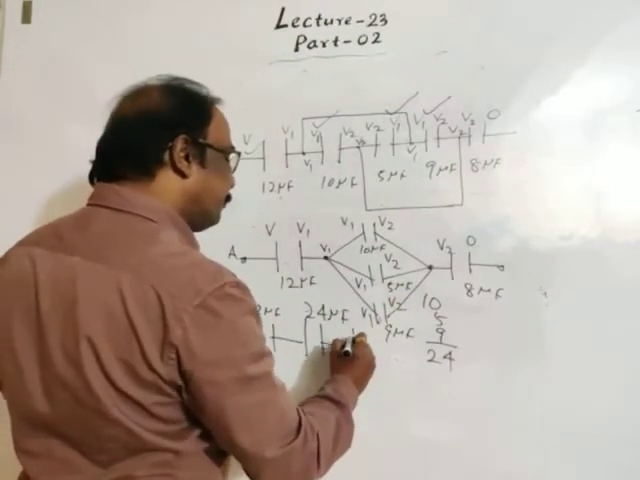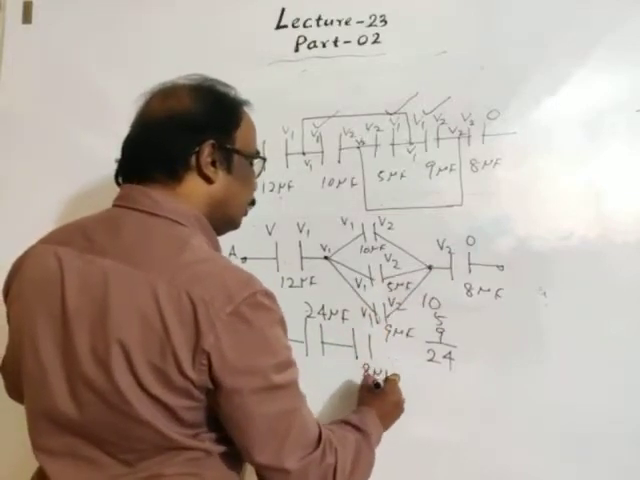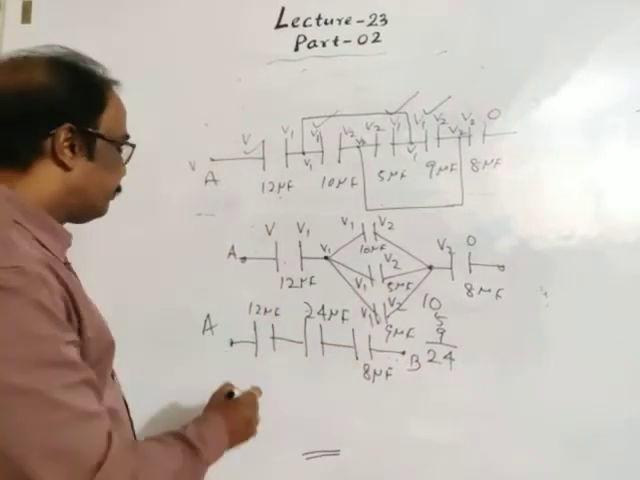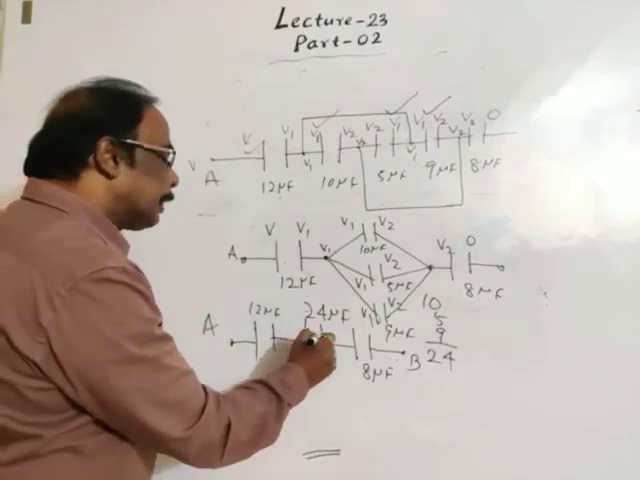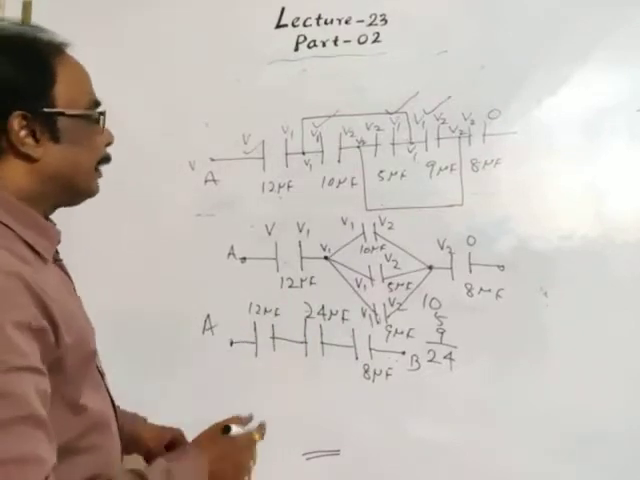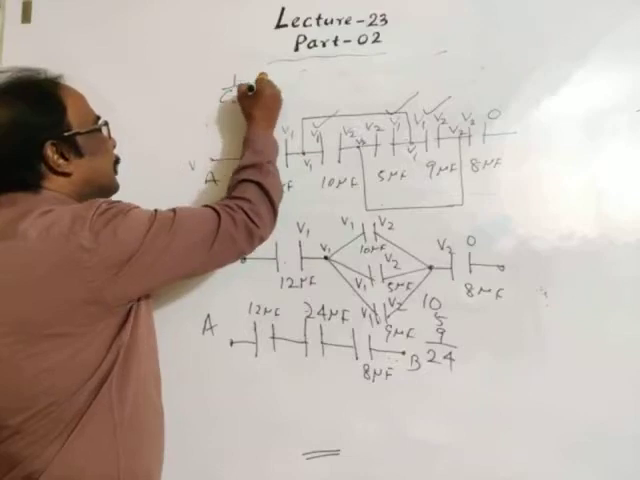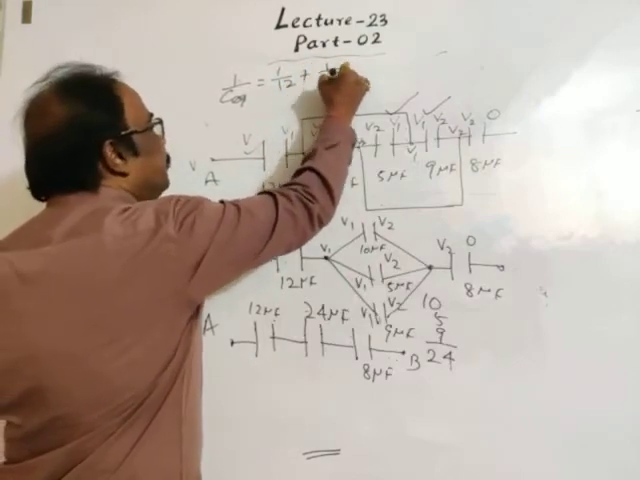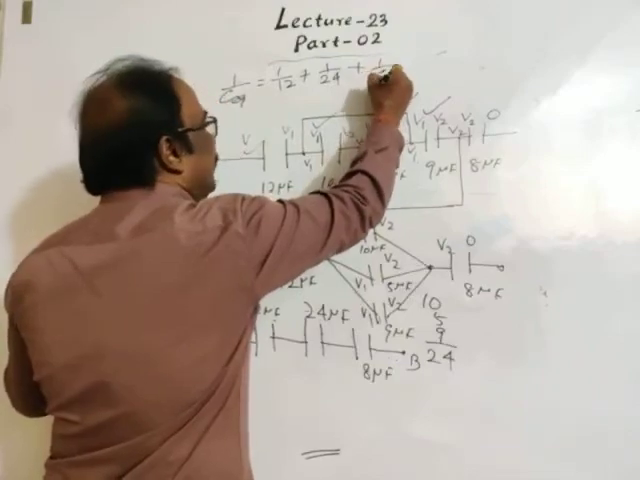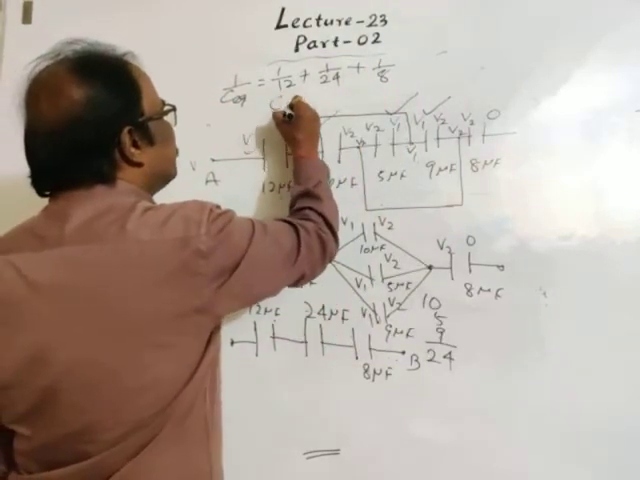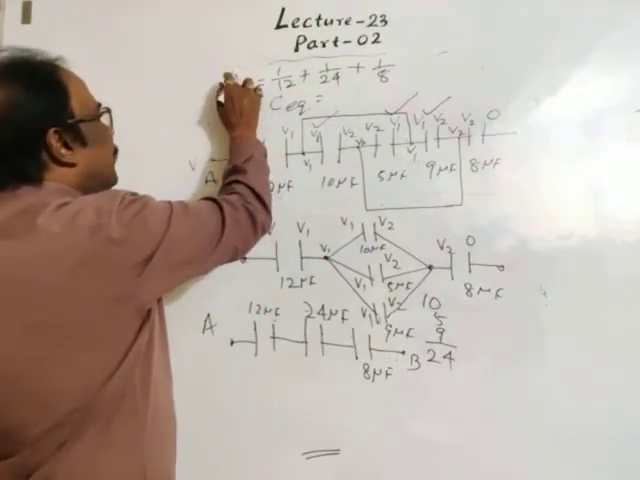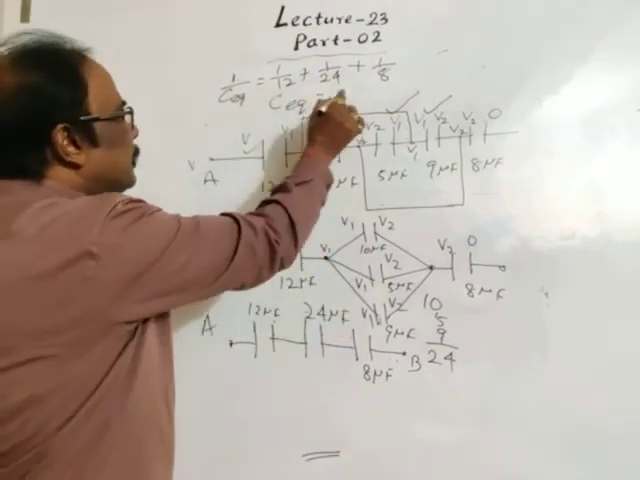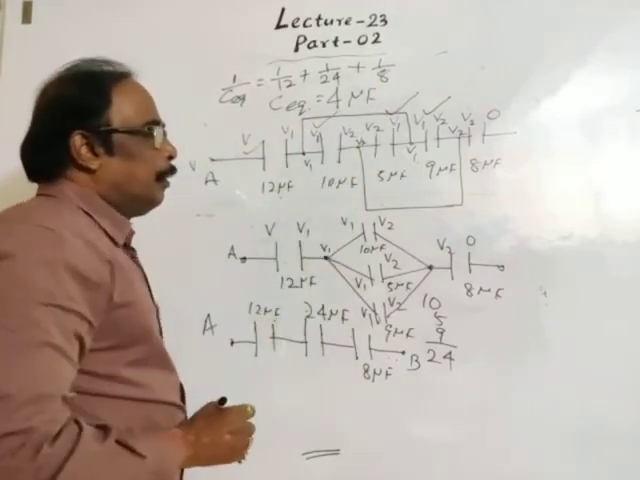Then the final capacitor, this one, has capacitance 8 microfarad, and this point is B. Then all these three capacitors are now in series: second plate, first plate, second plate, first plate. Then the equivalent capacitance is given by 1 by C1, 1 by 12 microfarad, 1 by C2, 24, 1 by C3, 8. Reciprocal of the equivalent capacitance is equal to 1 by C1 plus 1 by C2 plus 1 by C3. This is our basic formula. Solving it, you will get 4 microfarad.